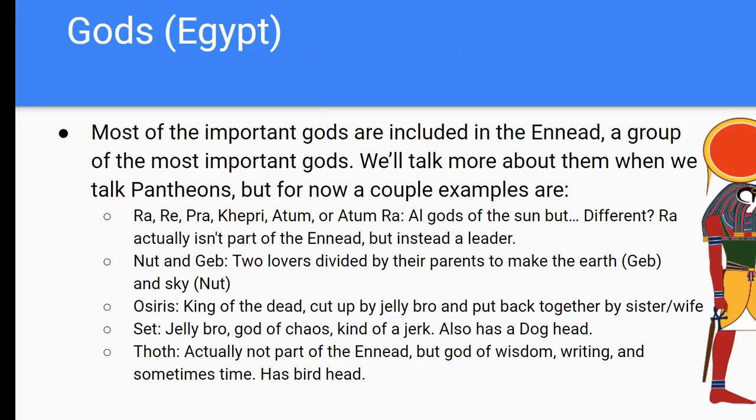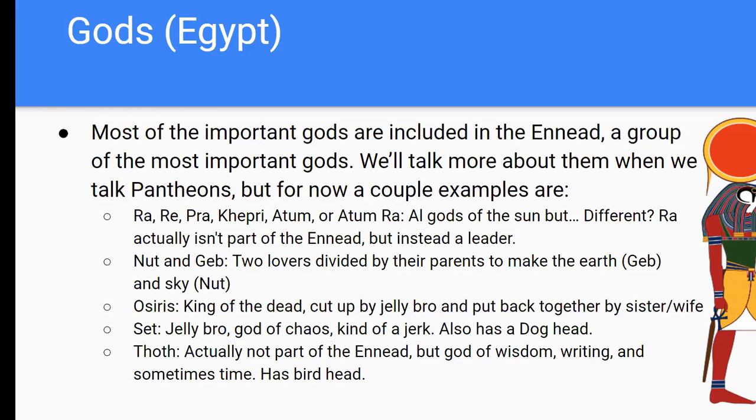Most of the important gods are included in the Ennead. We're going to talk more about the Ennead if we manage to get to week 3 of Pantheons. The Iliad is an epic for Greeks. The Ennead is a group of nine gods, the most important gods. I could have written more about them. I didn't though, because I just wanted to keep it brief. Here's Ra, also known as Re, Pra, Kefri, Atum, or Atum-Ra.